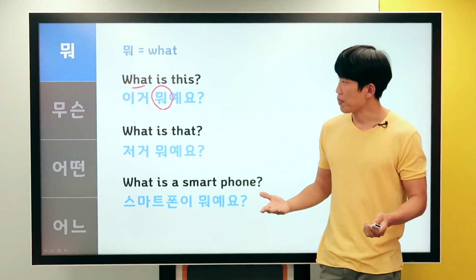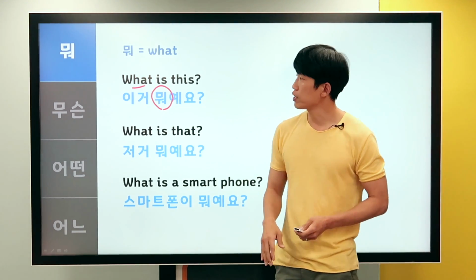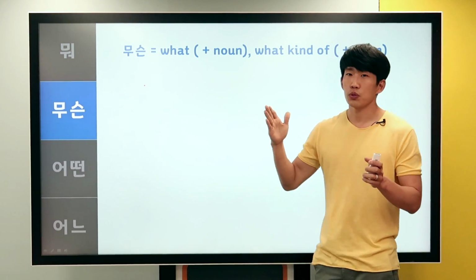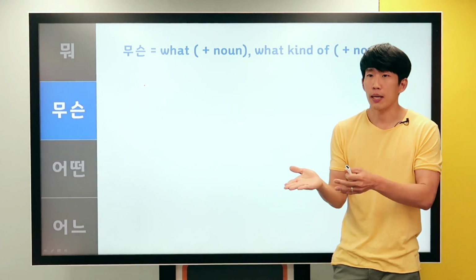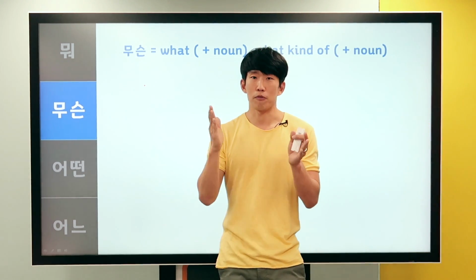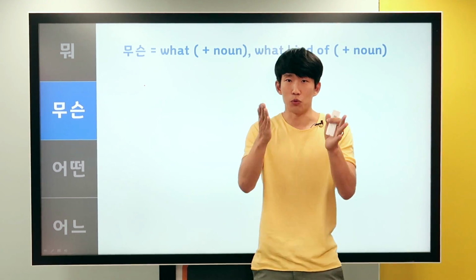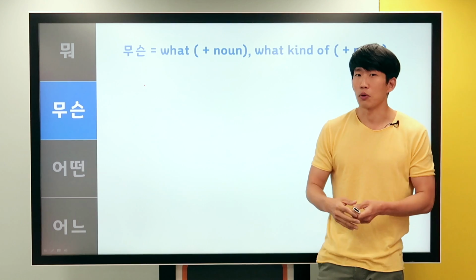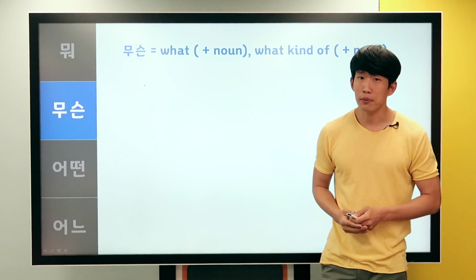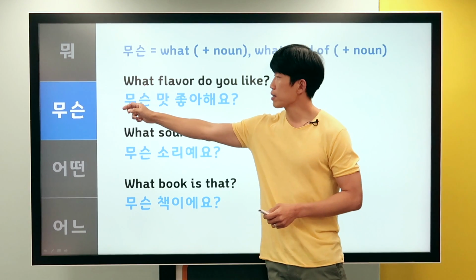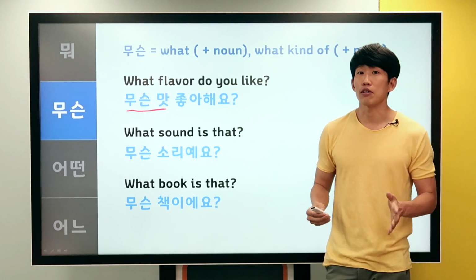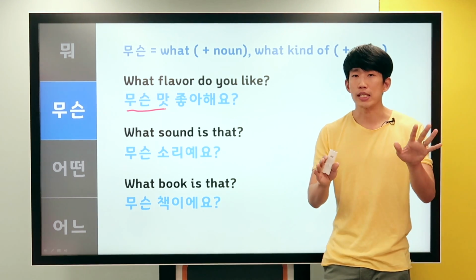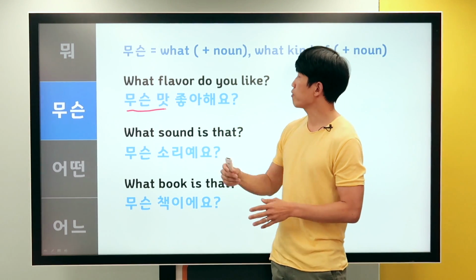Almost like a noun. And then moving on to 무슨. 무슨 is also translated to what? But it has to precede a noun. It has to come before a noun. And if you just end it like that, like 무슨 and then finish the sentence, or 무슨 이에요, it's not very natural in most cases. So here are some sample phrases. How about like this, 무슨 맛? So as you can see here, 무슨 is followed by 맛, which means flavor or taste. 무슨 맛. So what flavor do you like?